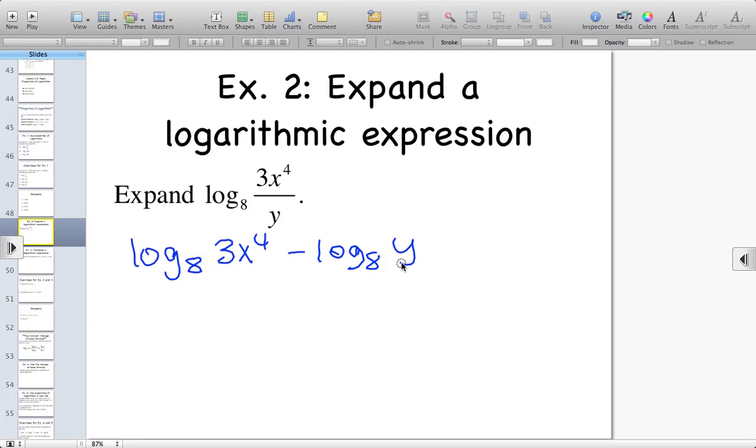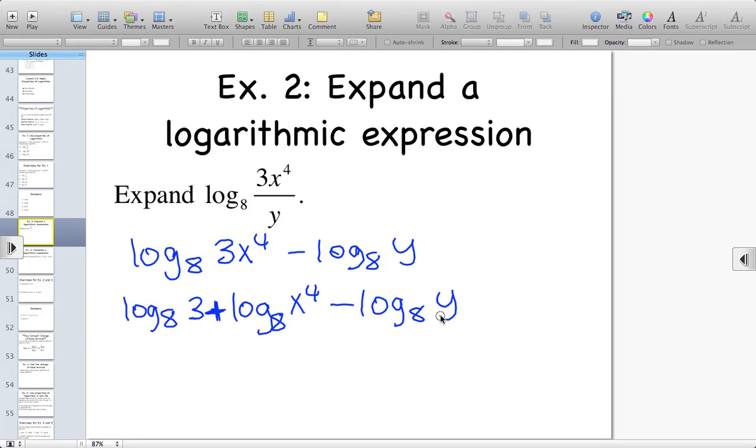All right, but I can take this even further. Notice that the numerator is composed of 2 factors. I have 3 times x to the 4th. So I can take the numerator and break it into, oops, we're going to add those. That should be a plus sign. Alright, so now I'm adding the factors, adding the logs of the factors, I should say, but I still have one more thing to do.